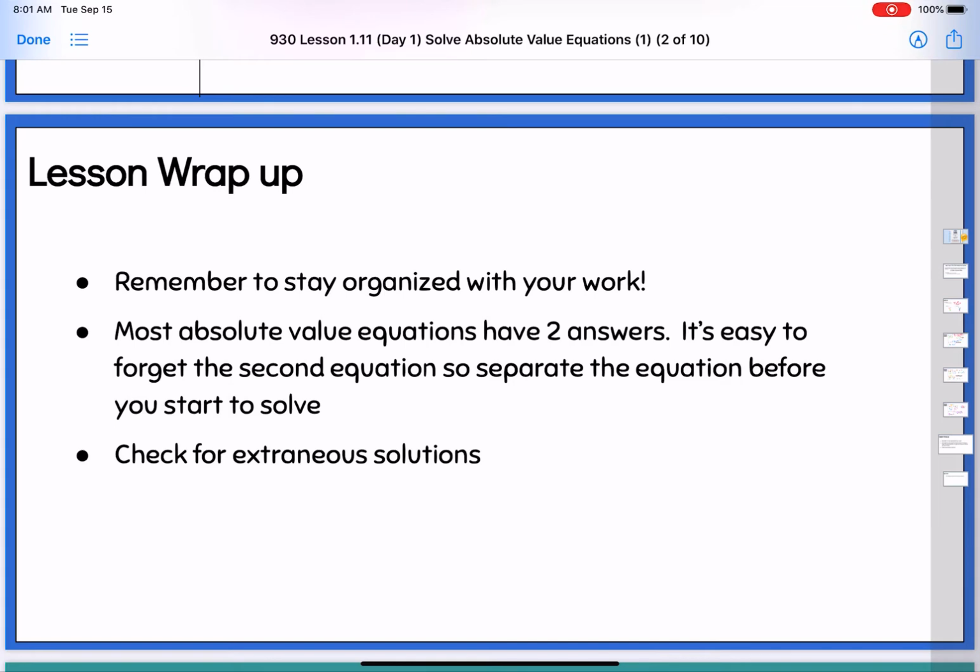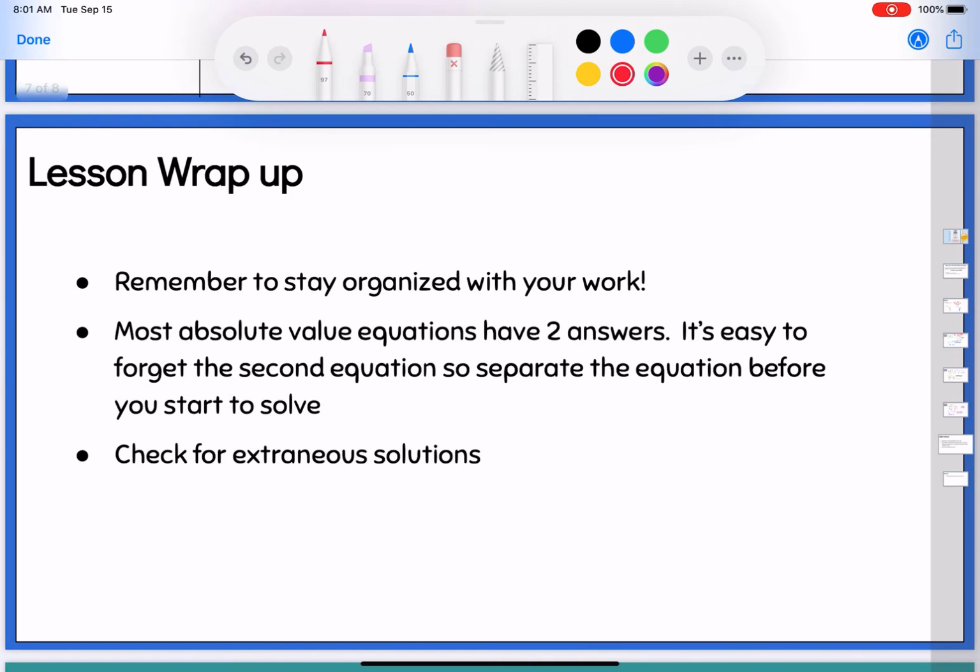And then this last one says, check for extraneous solutions. Extraneous solutions just mean answers that don't work, so watch for no solutions is what this last bullet point really means, but that's good vocabulary for no solutions.